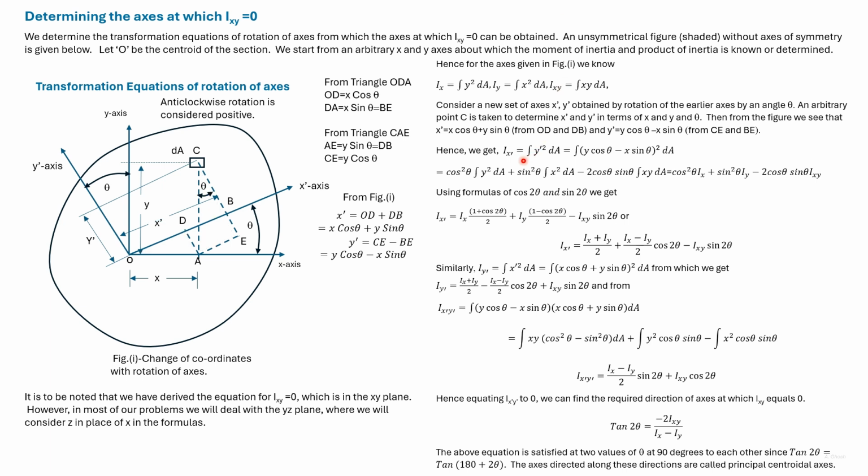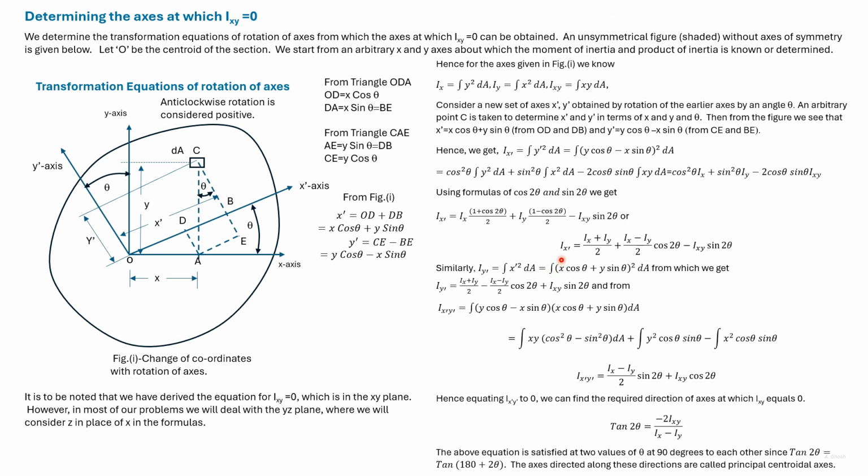Ix dash is equal to integration y dash squared dA. We earlier obtained y dash in terms of x, y and functions of theta. Substituting, squaring and then integrating, we get Ix dash in this form. Here 2 cos theta sin theta can be written as sin 2 theta, and cos squared theta and sin squared theta can be written in terms of cos 2 theta. So Ix dash is given by this expression.